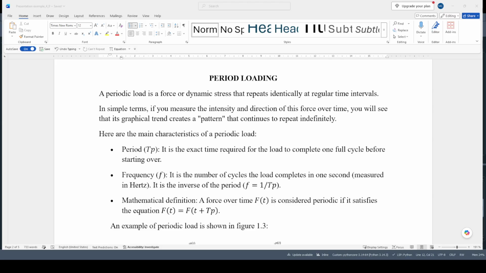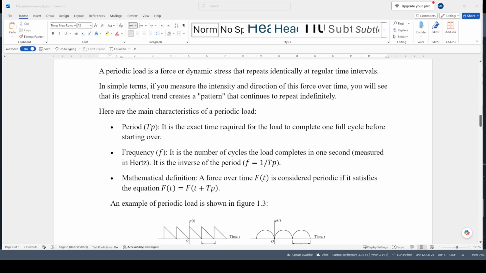Here, the main characteristics of a periodic load are: the period Tp, the exact time required for the load to complete one full cycle before starting over. The frequency f is the number of cycles the load completes in 1 second, measured in hertz. It is the inverse of the period, so f is equal to 1 divided by Tp. Mathematically, a force F(t) is considered periodic if it satisfies this equation: F(t) is equal to F(t plus the period Tp).